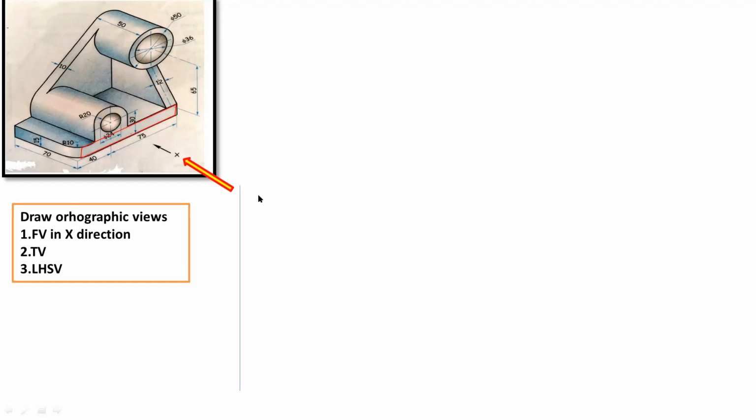we will try to project the visible outlines from the front direction. Okay. So this is the first geometry. That will be one rectangle. This rectangle will have the dimension 40 plus 75, so this is 115 mm. And the height of this rectangle is equal to 15 mm. Okay.